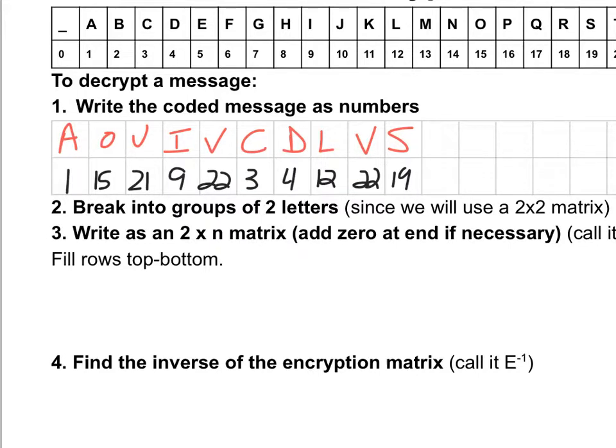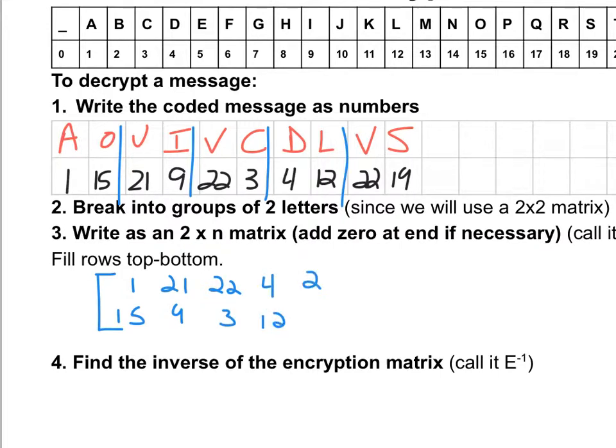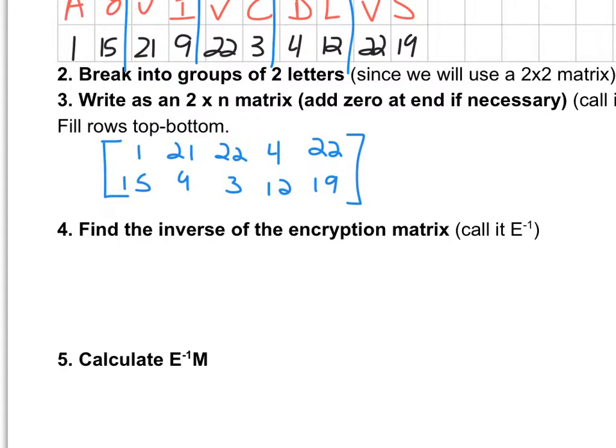Alright, then it's really a very similar process. We split up into groups of 2 since we're going to be using a 2 by 2 matrix. So now I have 1, 15, 21, 9, 22, 3, 4, 12, 22, 19. I need to find the inverse of the encryption matrix.